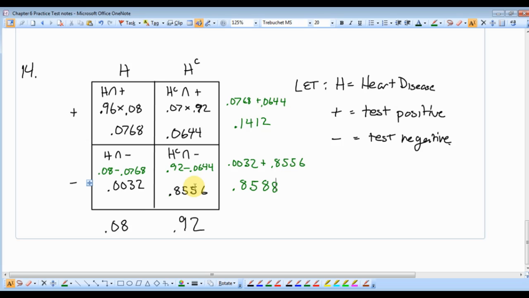After all four boxes are filled in, we can add across to get the probability that a randomly selected person will test positive. 0.0768 plus 0.0644 is 0.1412. Okay. We have two ways of getting this one now. We could either add across, or we could subtract from 1. Either one should get you the same number, and if they don't, you made a mistake. Okay. That's all the information you're going to need to know.